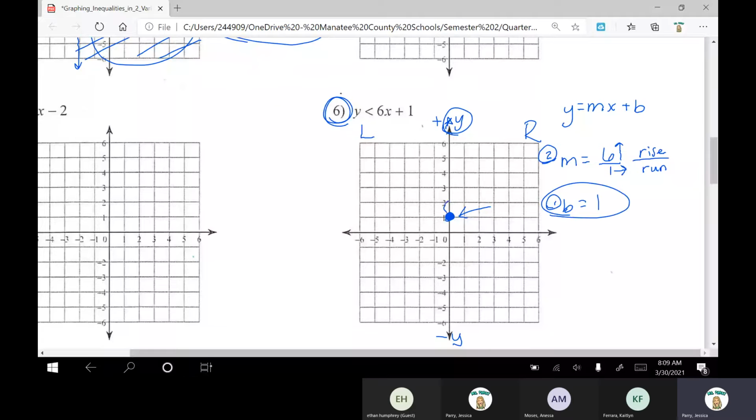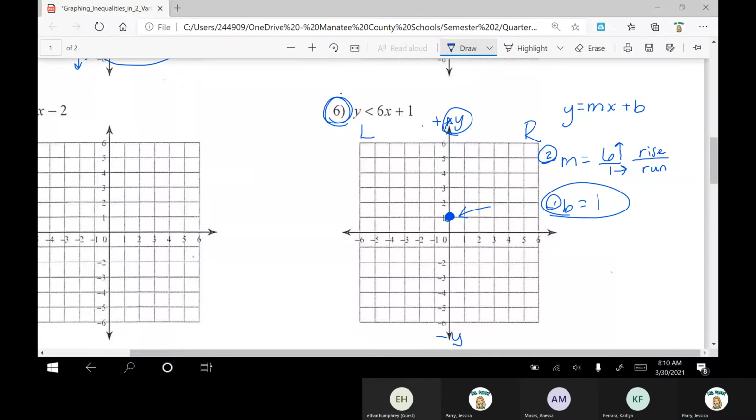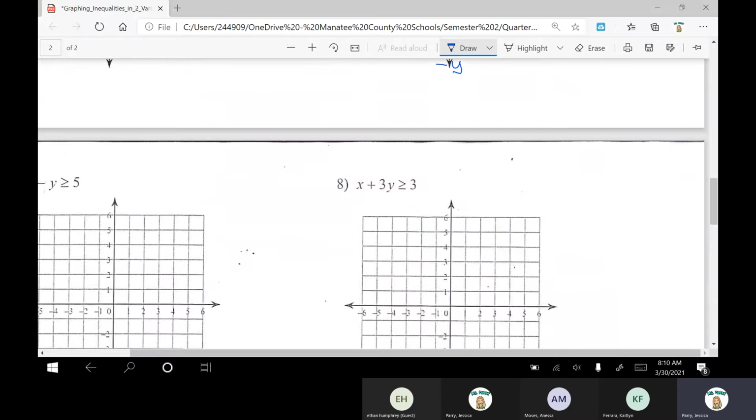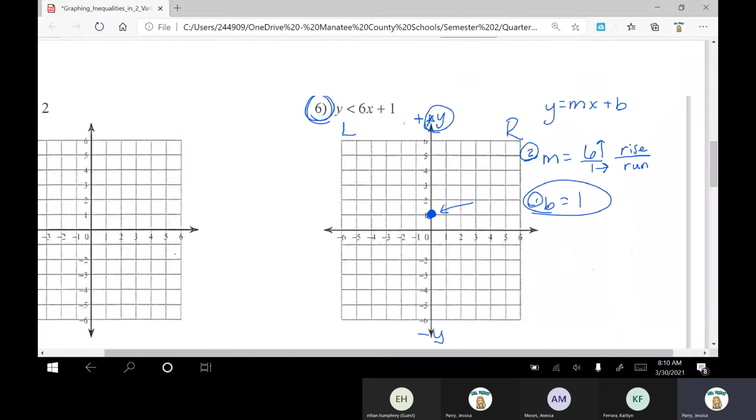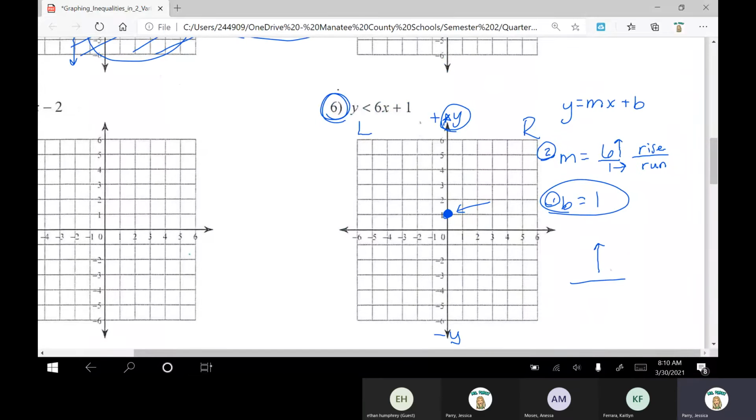So I would count 1, 2, 3, 4, 5. Oh, I run out of space. Okay, so if you run out of space, this is when you do the opposite. Okay, so starting at that dot again, the y-intercept here. I was supposed to do up and to the right. What's the opposite of up and to the right?